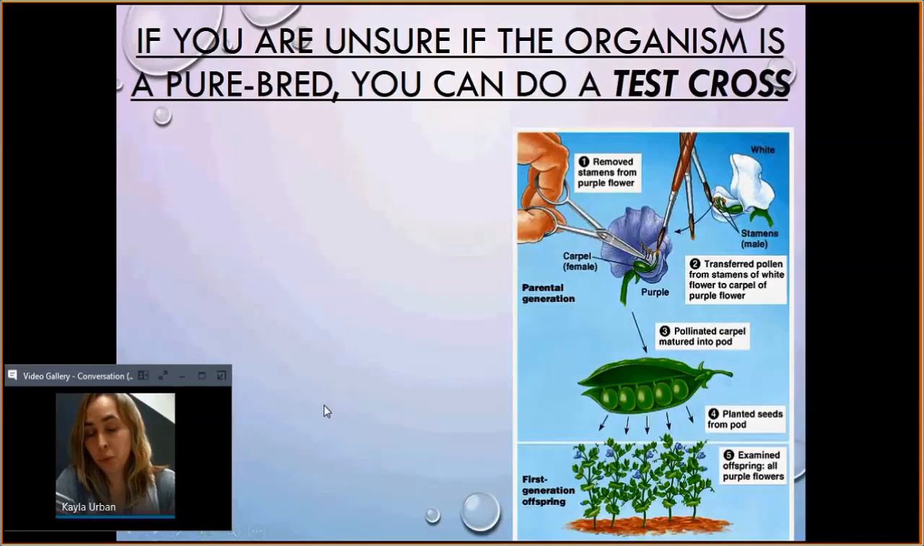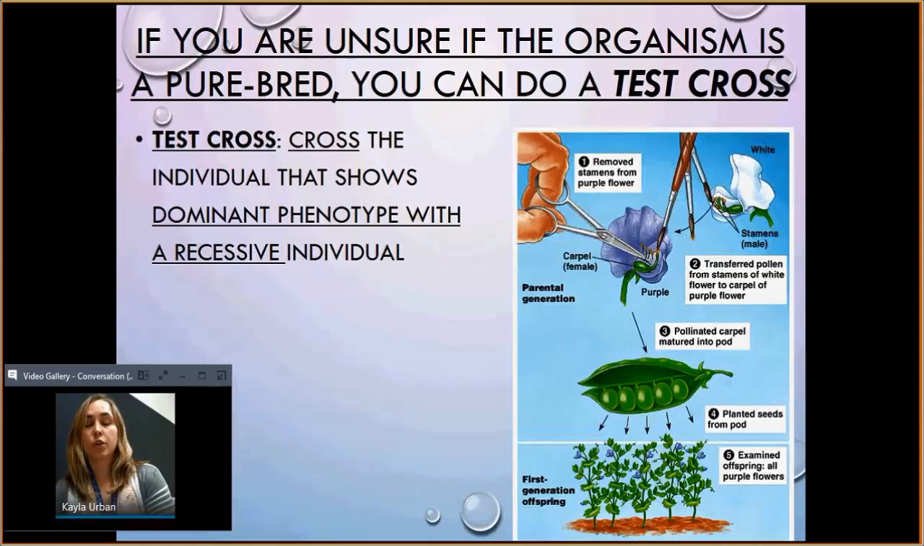So if you want to find out what the dominant trait's genotype is, you're going to do something called a test cross. And this is going to help you to determine the genotype of the original dominant organism. So you're going to take an individual that has the dominant phenotype and breed it with an individual with the recessive phenotype. In this case, we're using purple and white flower color. So you take a purple flower and breed it with a white flower. You know that the white flower is homozygous recessive.